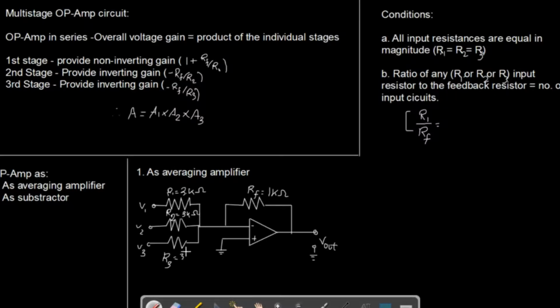This is kilo ohm, okay, else the ratio doesn't make sense. This is kilo ohm. So when we take R1 divided by Rf, this is 3 divided by 1, which is 3.